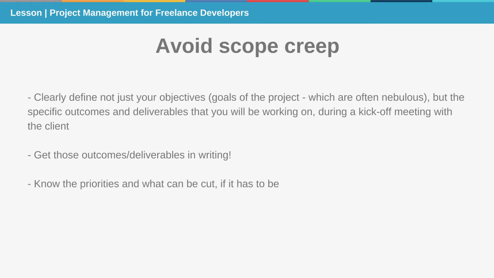Another thing that you can do here is make sure you know the priorities and what can be cut if it has to be. So if you're working on a new app, make sure that you know the priorities in the feature set, so that if coding in 3 of these features takes so much longer than you thought it would, or than they thought it would, than anyone thought it would, then you know that you can cut features 4 and 5, and you can still get the product to market, and those features can be added in a later version, or in another round with the client. So making sure that you know the priorities and what can be cut if it has to be can help you avoid scope creep as well.